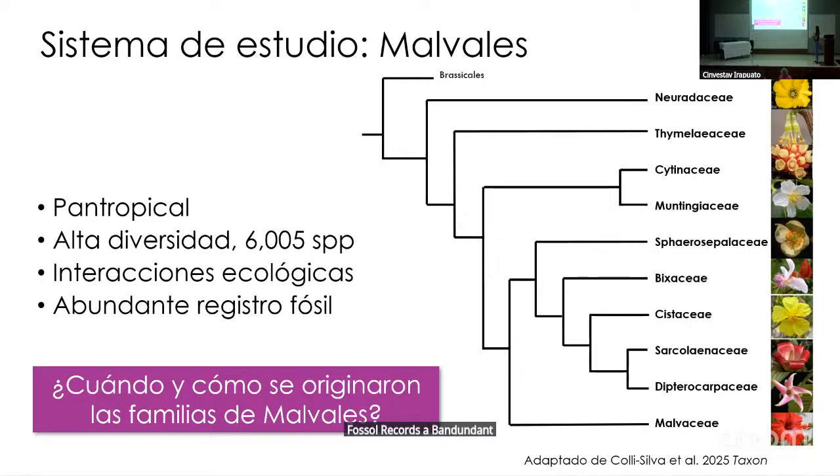So my first question to understand the tropics is to use this order as a representative of the tropics in the world, okay? This is a representation analysis, and I am drawing hypotheses about the tropics based on this order. It's composed of 10 families, and these are the flowers. These flowers are beautiful, but also every family has its own interesting thing, and most of them are distributed in the tropics. So my first question was when and how the families of Malvales originated.